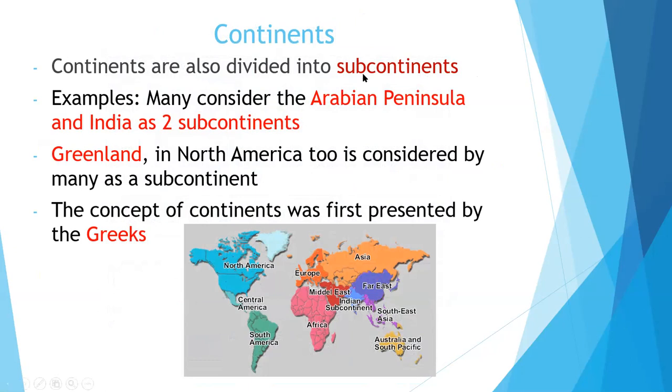A subcontinent is a part of a continent. For example, many consider the Arabian Peninsula and India as two subcontinents. If you look over here, we see the Indian subcontinent. Yes, India is part of Asia, but a lot of people consider the Arabian Peninsula and India as two subcontinents. Greenland in North America too is considered by many as a subcontinent.